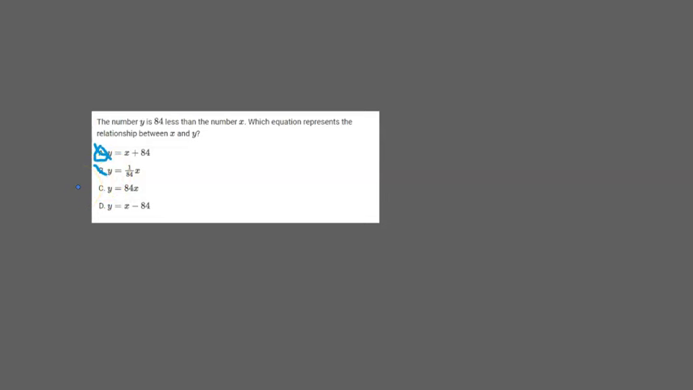Now, choice C, y equals 84x. Let's just plug in some numbers and test if it fits what we need it to. Let's say x equals 2, and then we'll have y equals 84 times 2, or 168. So if y is 168 and x is 2, y is not 84 less than x. Therefore, C is wrong.